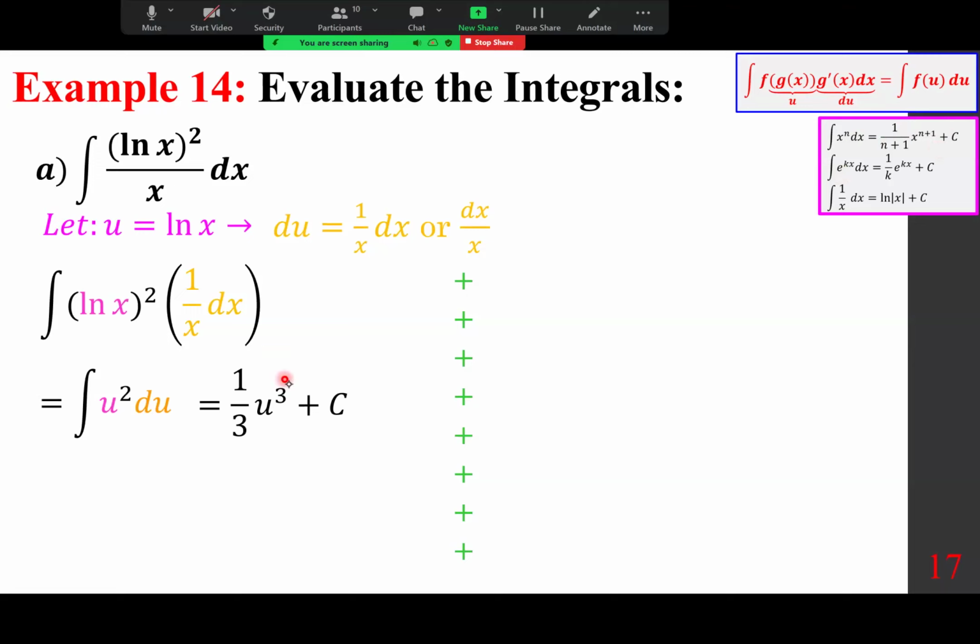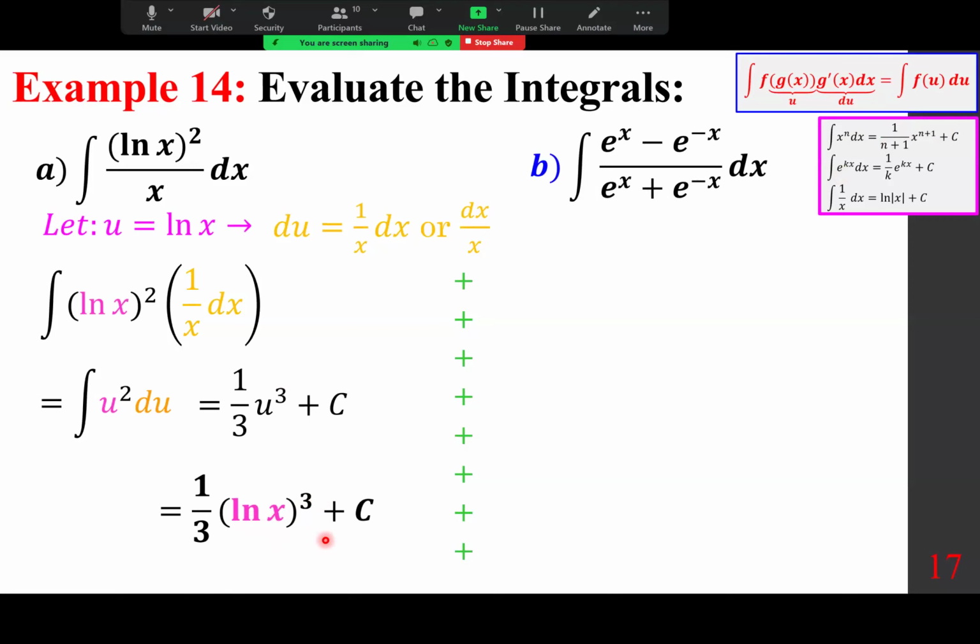We get 1/3 u cubed and a constant. U is replaced with ln x. So we get 1/3 ln x to the third plus c. Please understand, ln x quantity cubed means ln x times itself 3 times, not the same as ln of x cubed. Two different things.